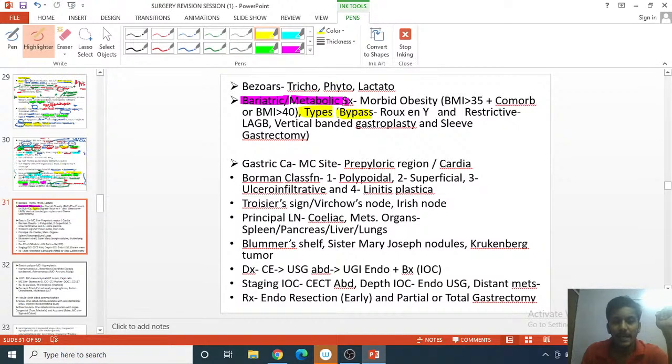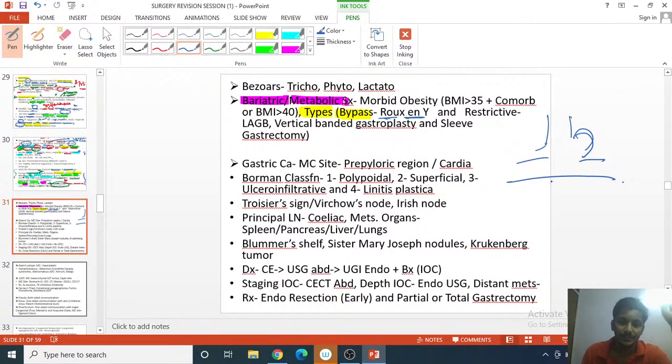The first is your bypass surgery. Okay, so bypass surgery में क्या करोगे? It is also known as Roux-en-Y surgery. Okay, bypass surgery is also known as Roux-en-Y surgery. Okay, when you take up the jejunum and tie it and stitch it along your stomach. Okay, so that is your Roux-en-Y bypass surgery. Okay, please remember.